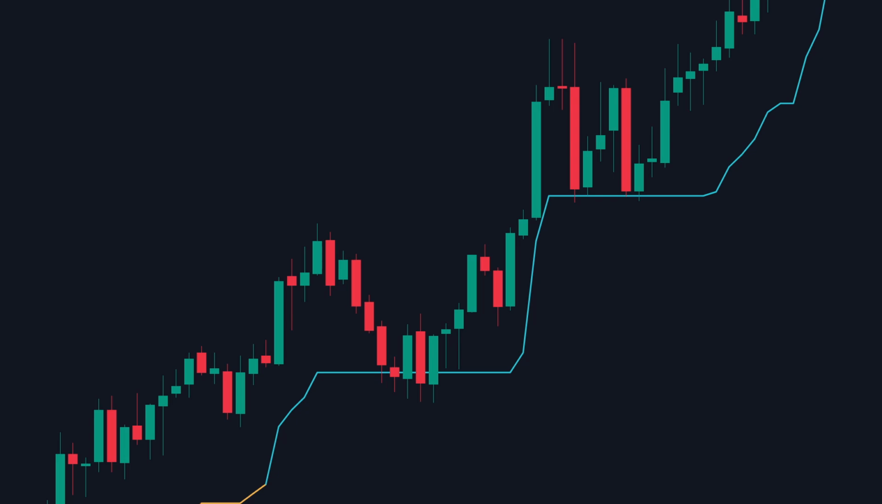Once I see this setup, I wait for price to retrace, pull back to the band, and I enter a long position with my take profit at the equal highs and my stop loss beneath the structural lows.